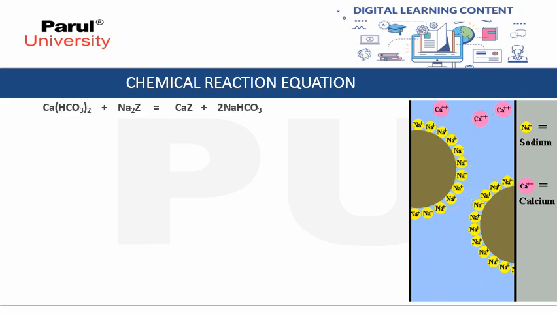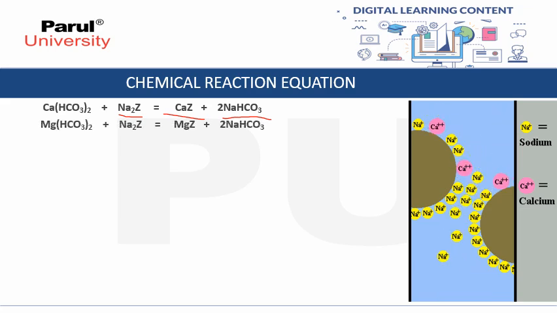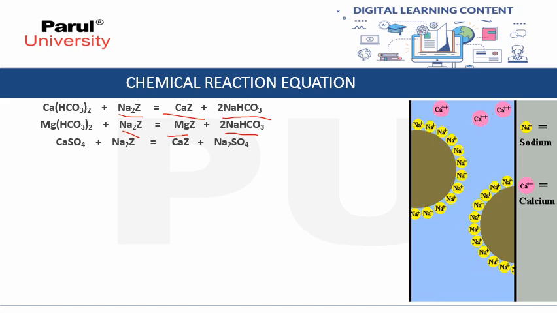So if the water contains calcium bicarbonate, it will react with the zeolite, and the sodium ion is replaced by the calcium ion, and sodium bicarbonate goes into the water. Similarly, if the hard water contains magnesium bicarbonate, again the sodium is replaced by magnesium, and sodium bicarbonate is formed, which is neutral. If there is calcium sulfate, again sodium will be replaced by calcium, and Na2SO4, that is sodium sulfate, is formed, which is again neutral.